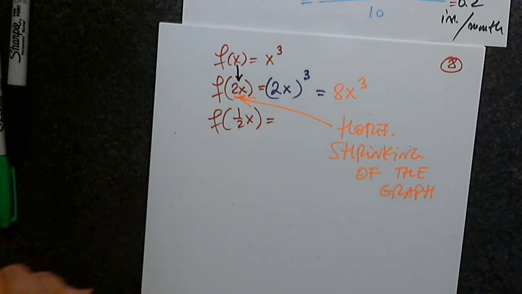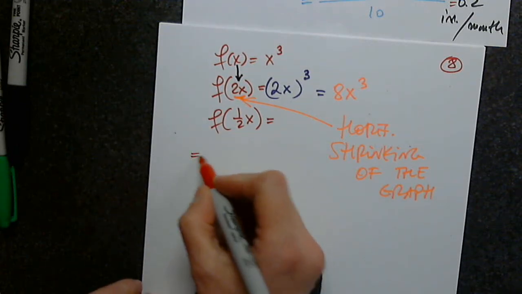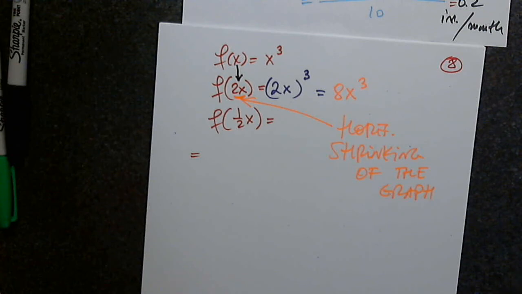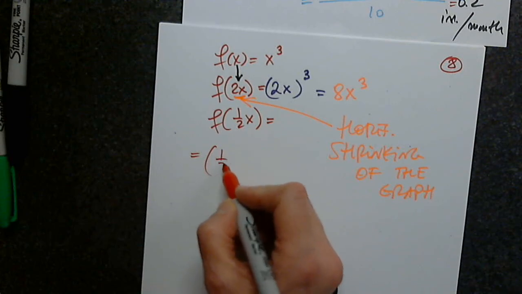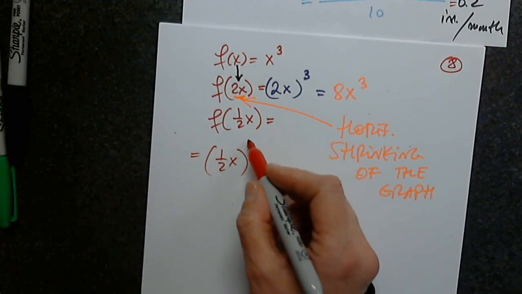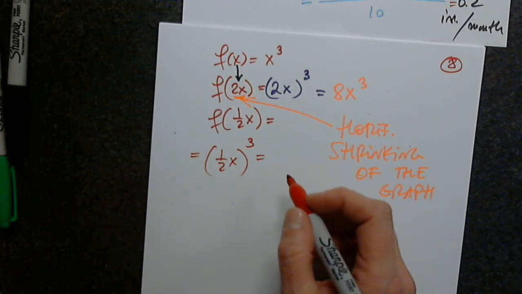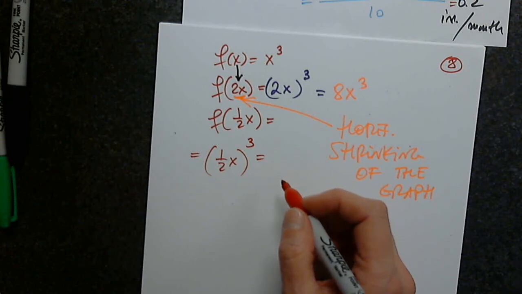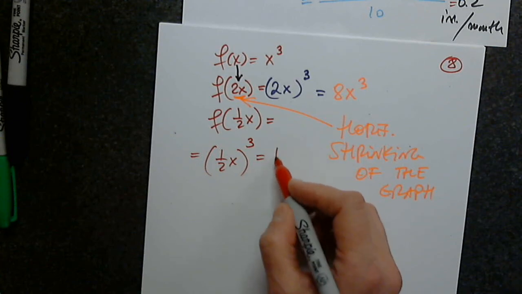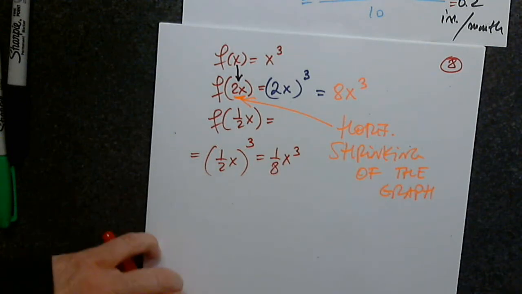Okay, now let's look at 1/2 x. F of 1/2 x. So the parentheses 1/2 x, close parentheses, cubed. Excellent. And the answer simplified without parentheses will be? One over 2 times 1 over 2 times 1 over 2 cannot be 3 over 8, but it will be 1 over 8 x cubed. Good. So here's what happens next.